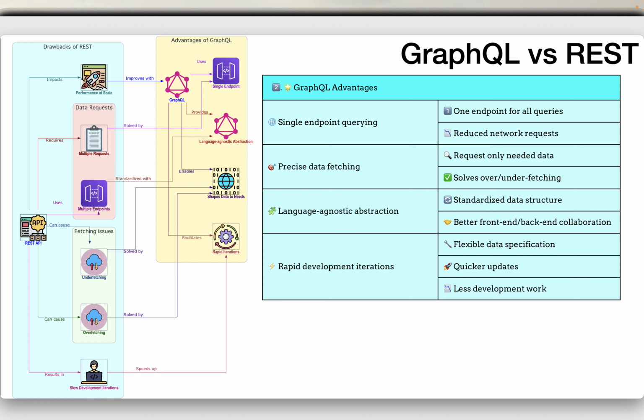Second is precise data fetching. GraphQL allows clients to request only the data they need, solving overfetching and underfetching issues. Language agnostic abstraction. GraphQL standardizes data structure, making it easier for front-end and back-end developers to work together. Third, rapid development iterations. GraphQL's flexible data specification allows for quicker updates and less development work when changes are needed.